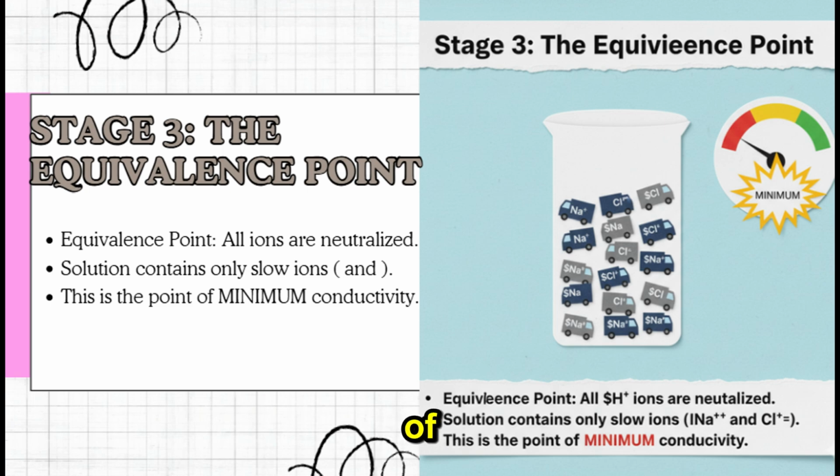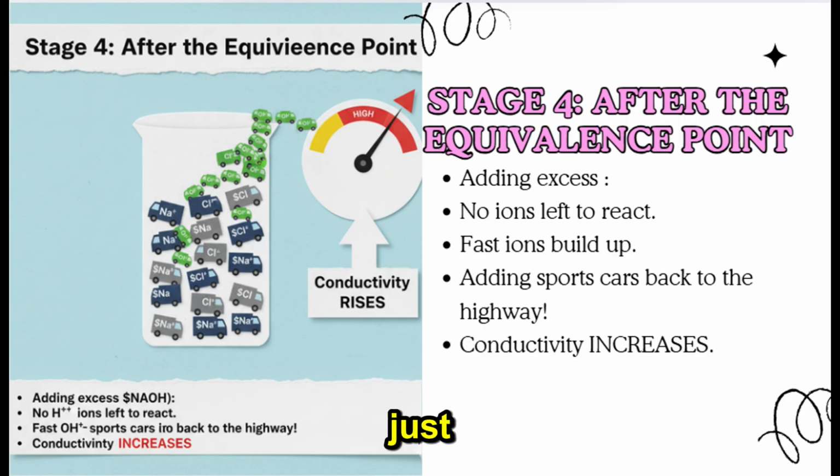This is the point of minimum traffic flow, or minimum conductivity. Now, what happens if we add just one more drop of NaOH? There are no H+ ions left to react with. So the fast OH- sports cars from the NaOH now start to build up in the solution. We are now adding sports cars back onto the highway. And so the traffic flow, or conductivity, starts to rapidly increase.